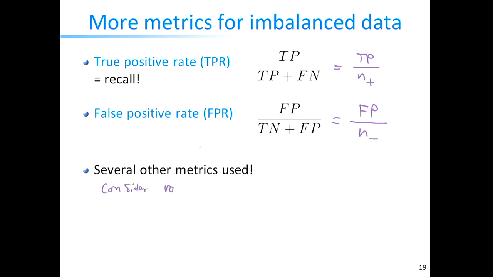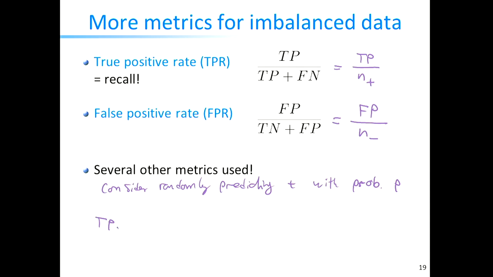randomly predicting completely independently of the data, plus with probability p. And we can ask, what would be the true positive rate and the false positive rate for this highly sophisticated classifier? So let's try to work it out.